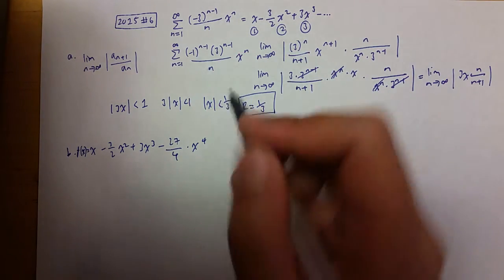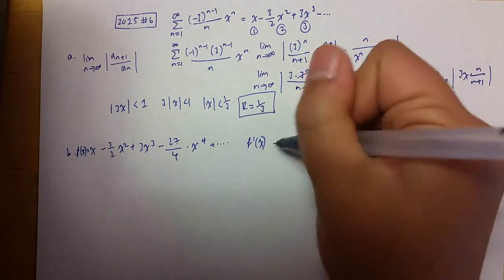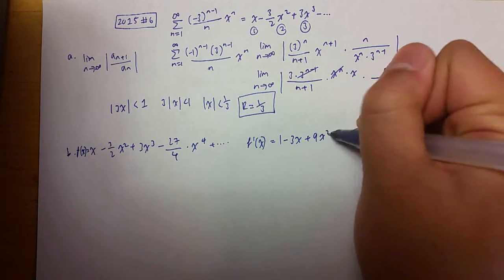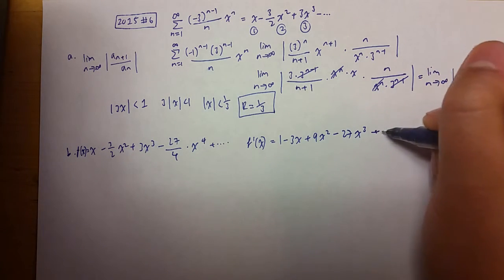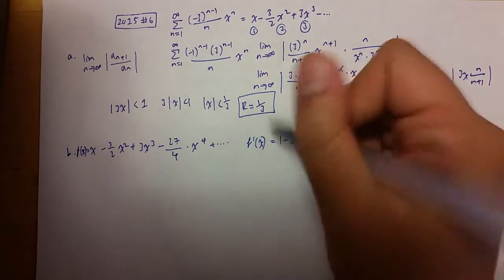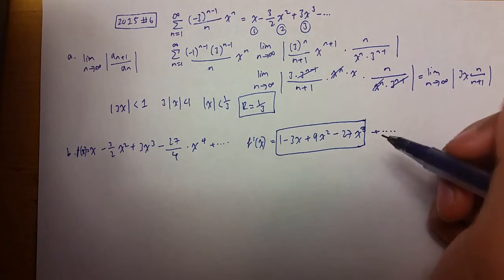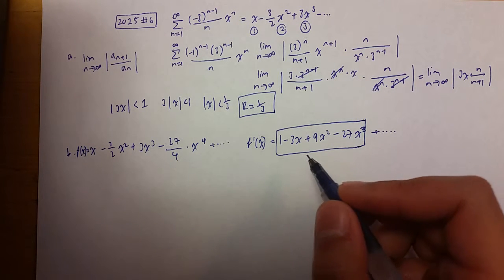And this is the first couple terms of f of x. So then the first couple of terms of f prime of x would be 1 minus 3x plus 9x squared minus 27x cubed, and so on. These are the first 4 terms. Oops, that's cubed.